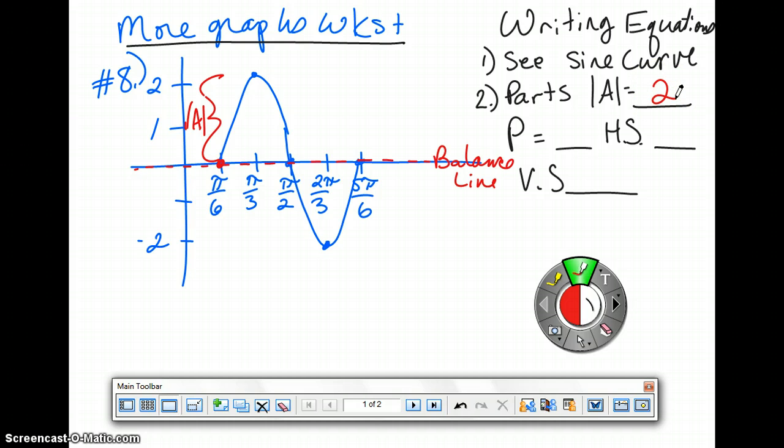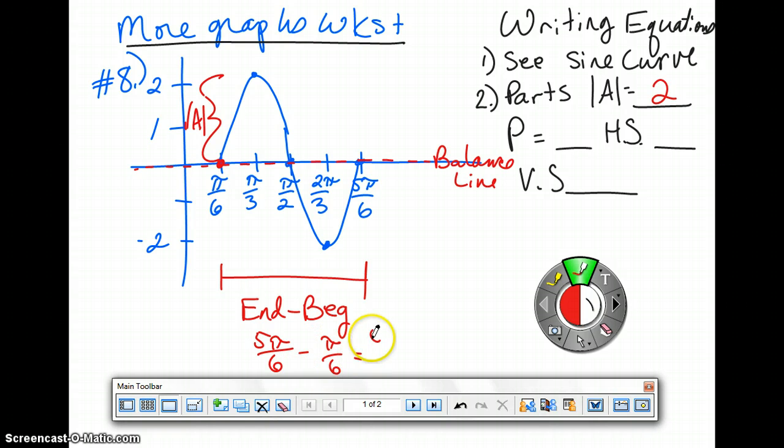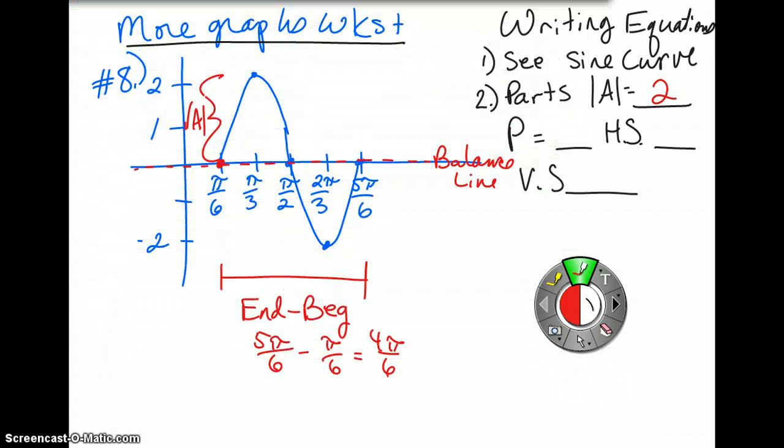Our period, okay, so our period is from the beginning to the end, the length of a full cycle. So the way that you do that is you take your end minus your beginning, and that's going to tell you how long your period is. So if we're ending at 5 pi over 6, and we're starting at pi over 6, then that gives us 4 pi over 6 for our period. Well, we always want to put it into reduced form, so this is going to reduce to 2 pi over 3.